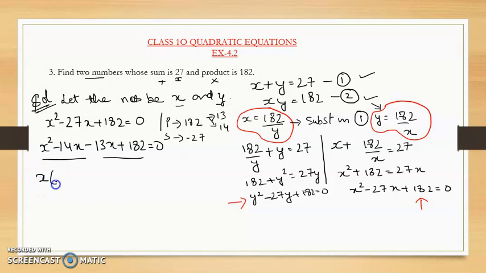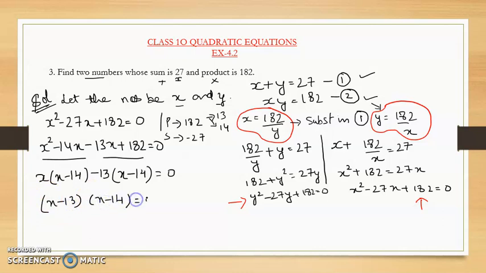So taking x common, we will get x minus 14. Take here minus 13 common, so x minus 13, and here it will be minus 14, right, minus 13x minus minus plus 182, correct students, is equal to 0. So x minus 13 and x minus 14 is equal to 0. So what does this mean? x minus 13 is equal to 0 and x minus 14 is equal to 0.